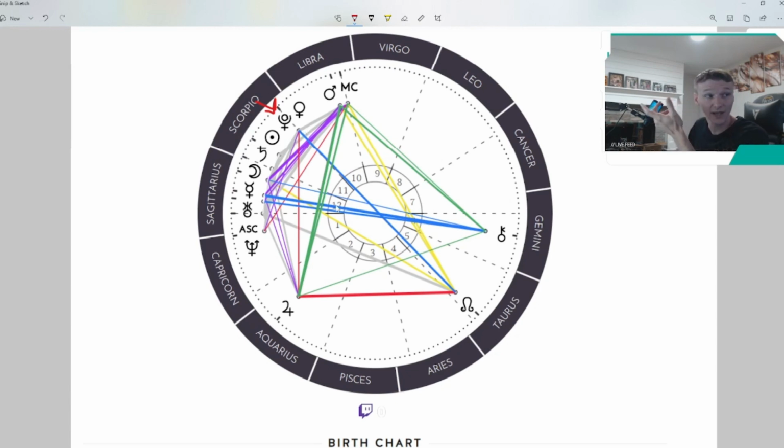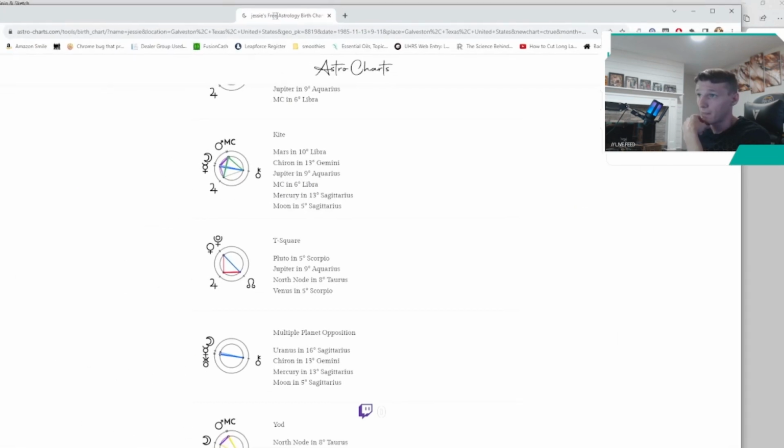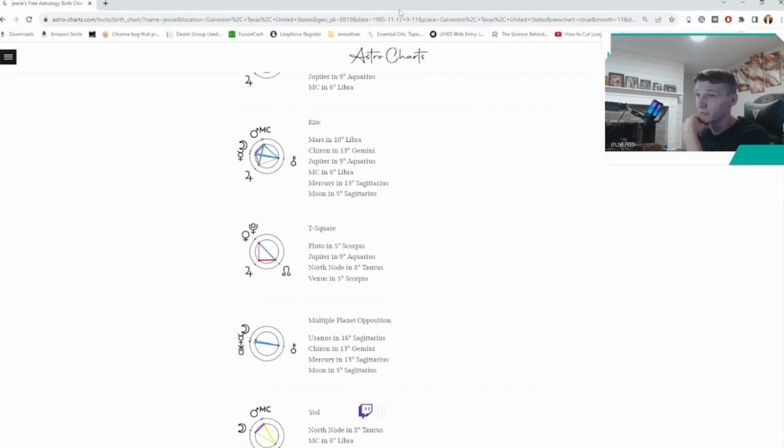Now, I don't have a ton of aspects with him. He does have an aspect here, touching this, which is basically a square. Let me bring up my chart over here. It's a square with my Jupiter, and that's actually a perfect conjunction between Pluto and Venus. So I can have Pluto's power.